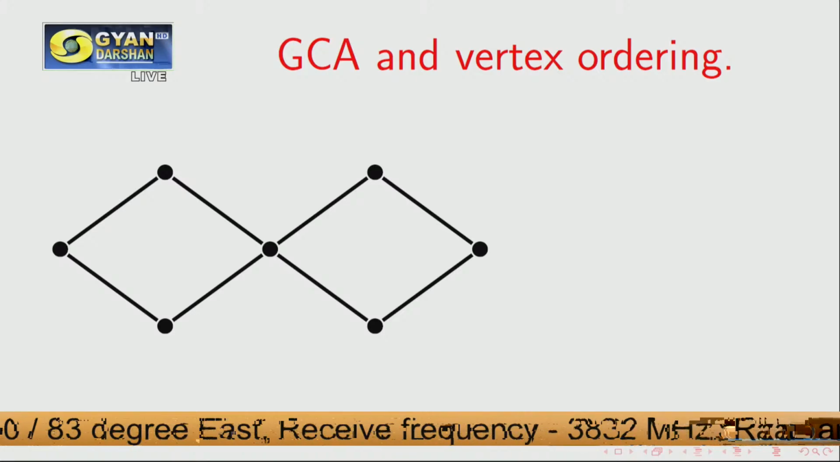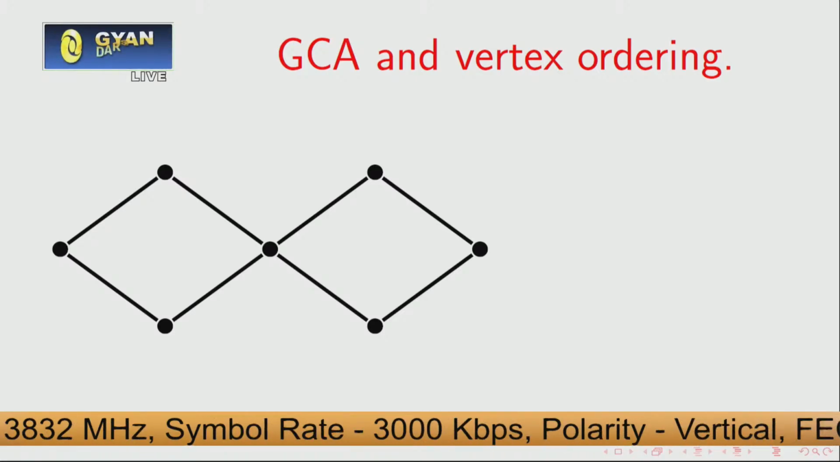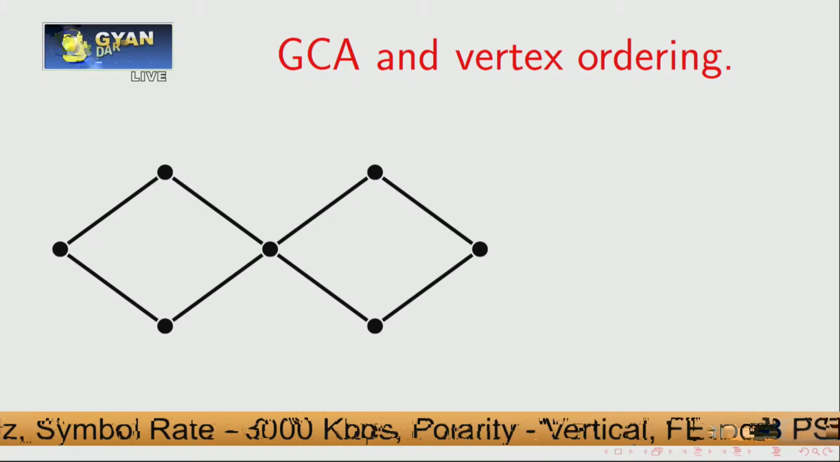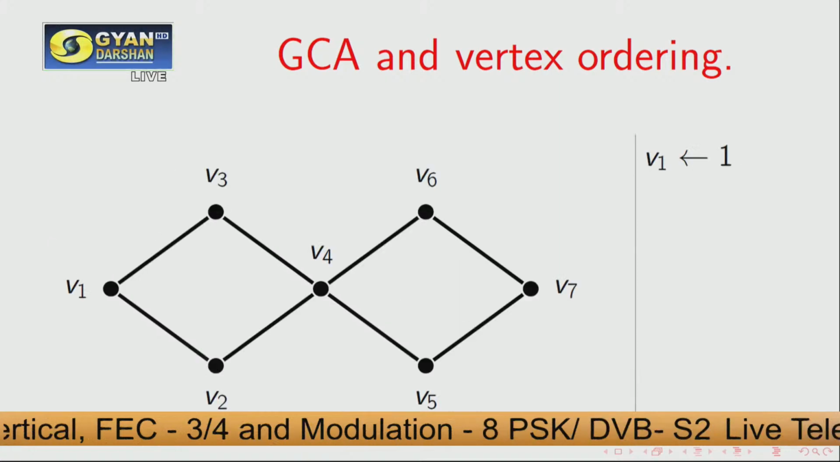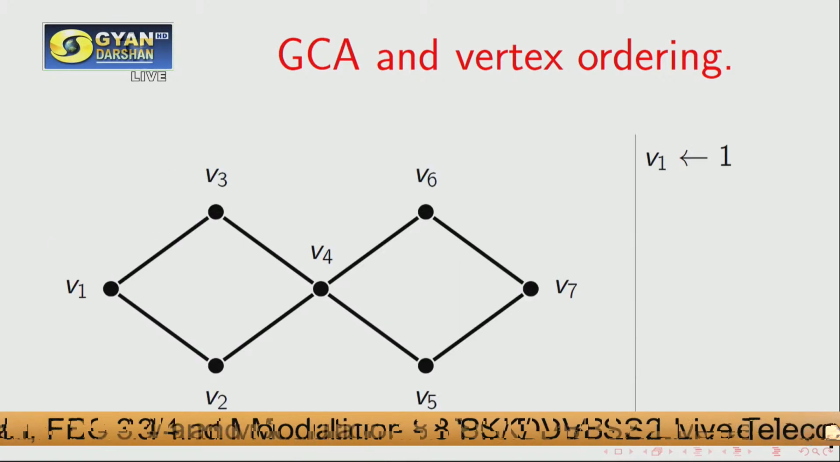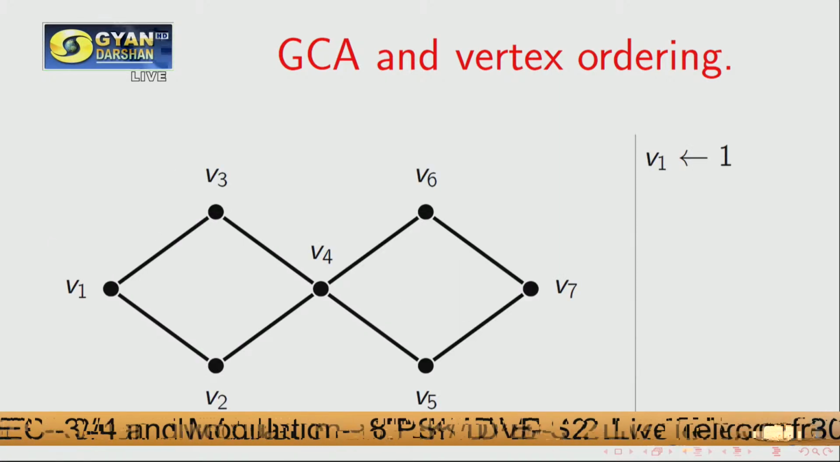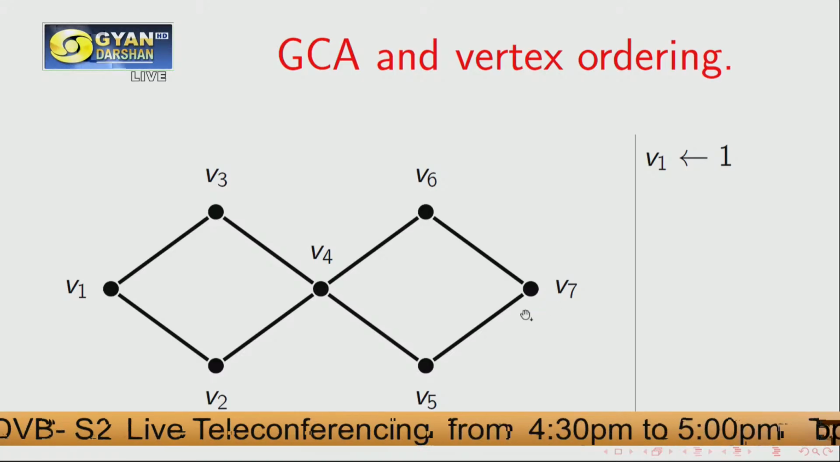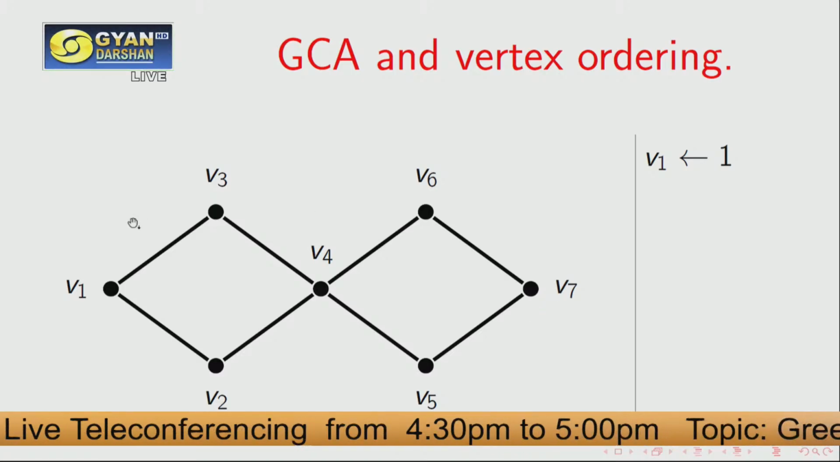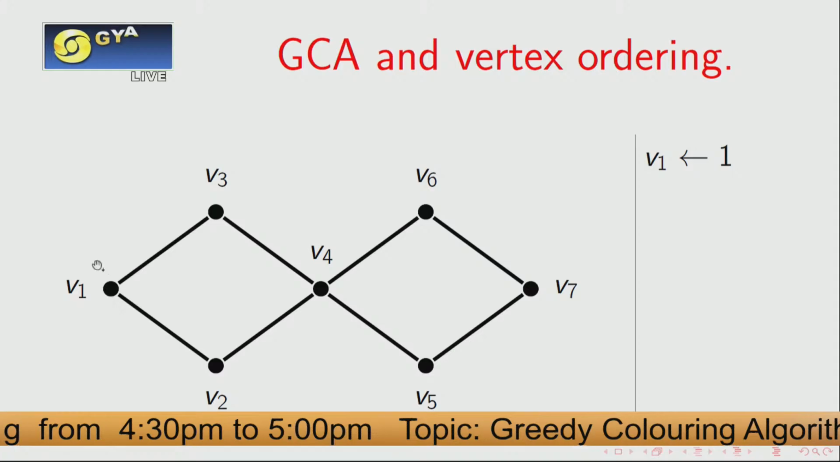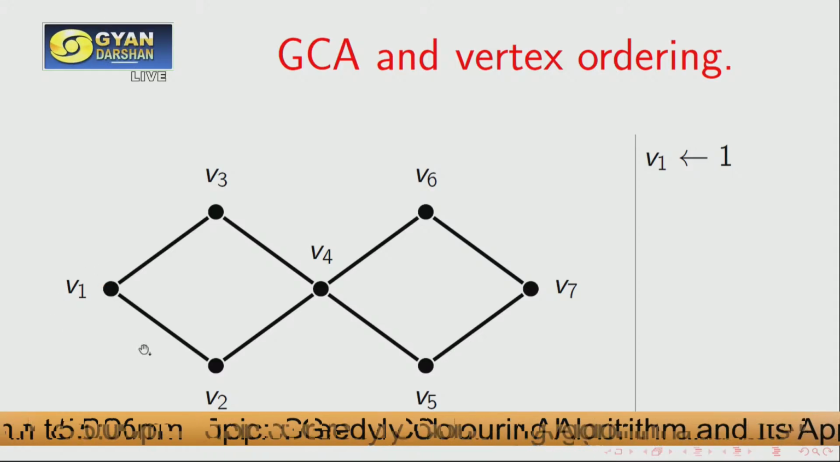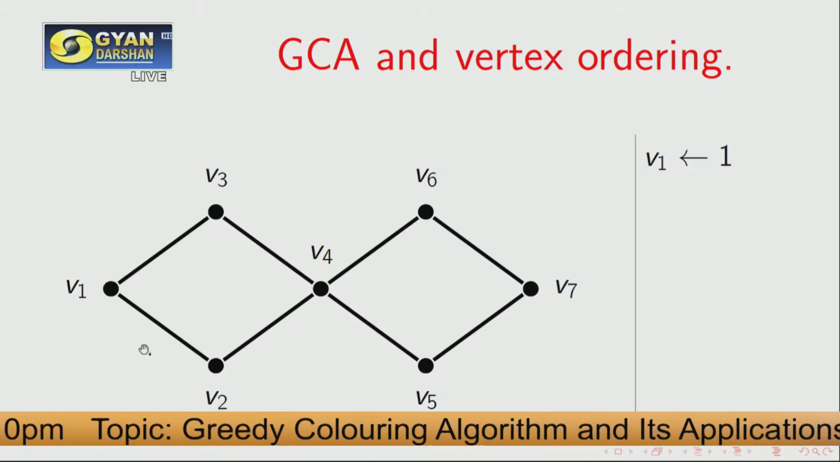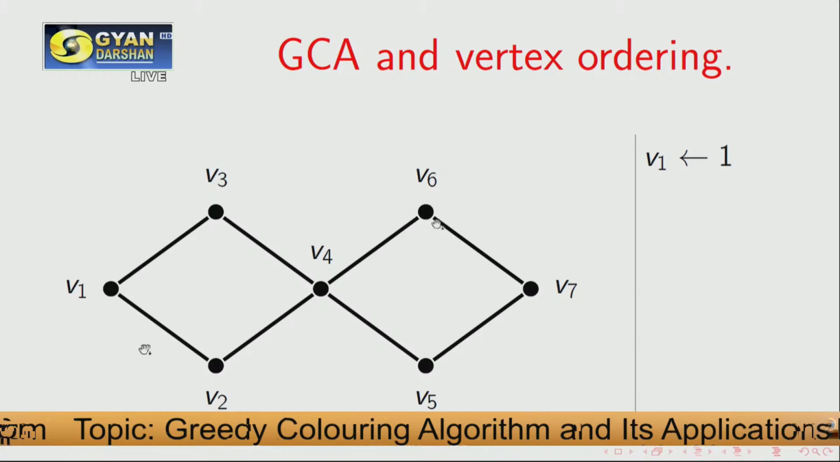So you are given this graph. To color this, let's first label the vertices in some specific order. Let the vertices be labeled as V1, V2, V3, V4, V5, V6 and V7. We start coloring this graph from the first vertex, which is V1. We will use the usual ordering, V1, V2, V3, V4, V5, V6, V7, as the ordering for the algorithm. So V1 gets the color 1.